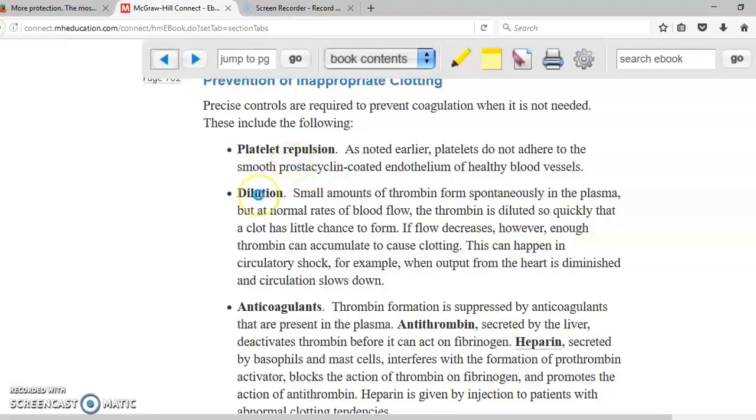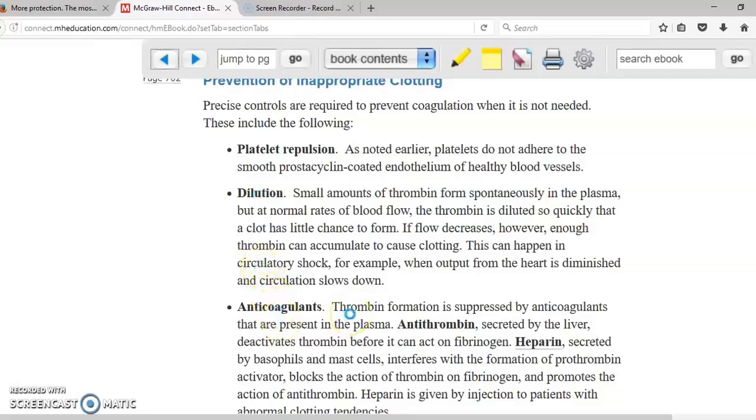Dilution. If we talk about the intrinsic mechanism, that means that you can create thrombin because you don't need the blood vessel to get damaged. So in normal circumstances in your body, certain amount of thrombin gets produced. But we have so much blood and the blood flows so fast that it doesn't allow the thrombin to actually create very big blood clots.